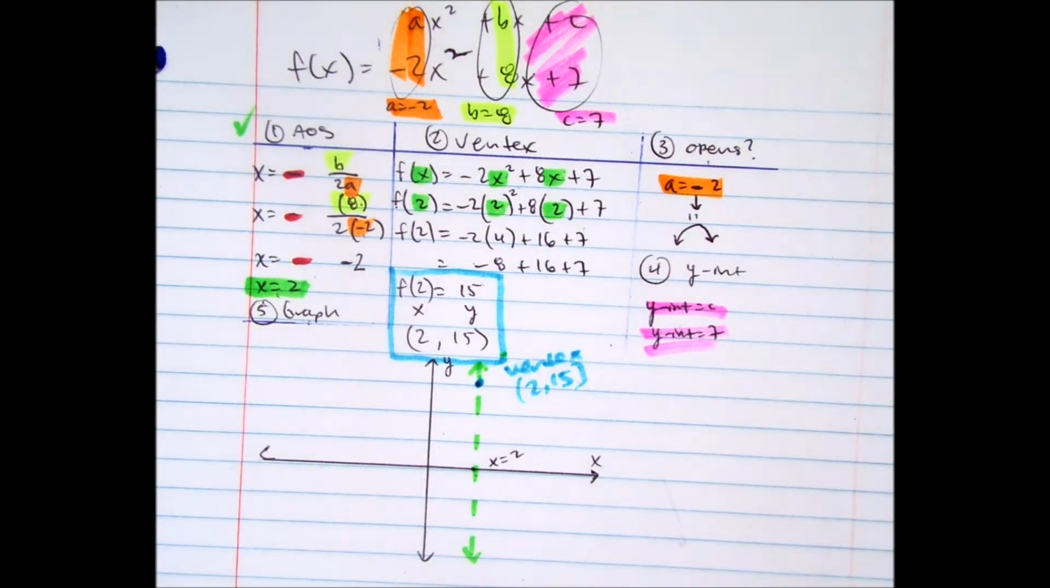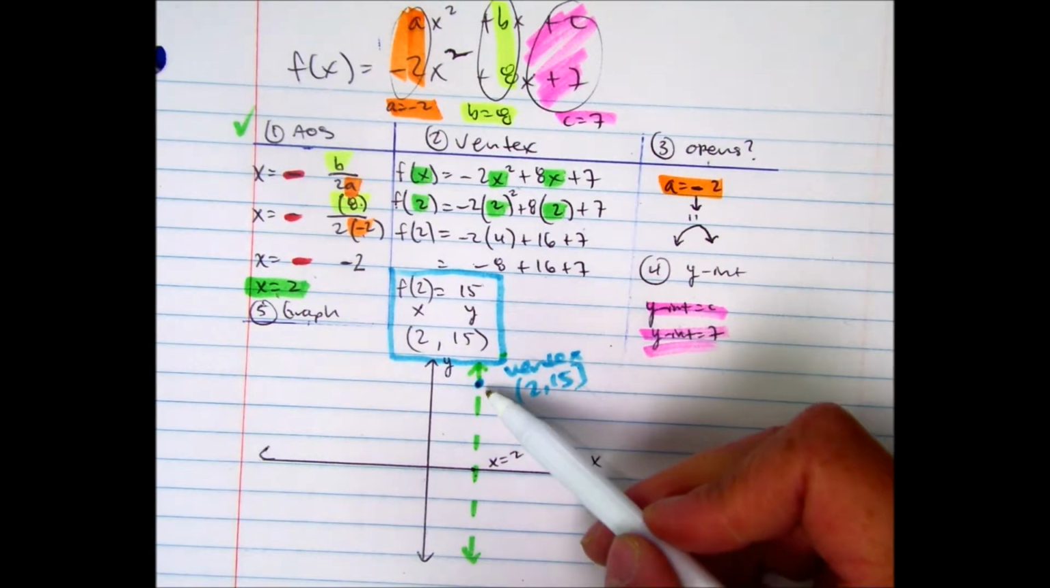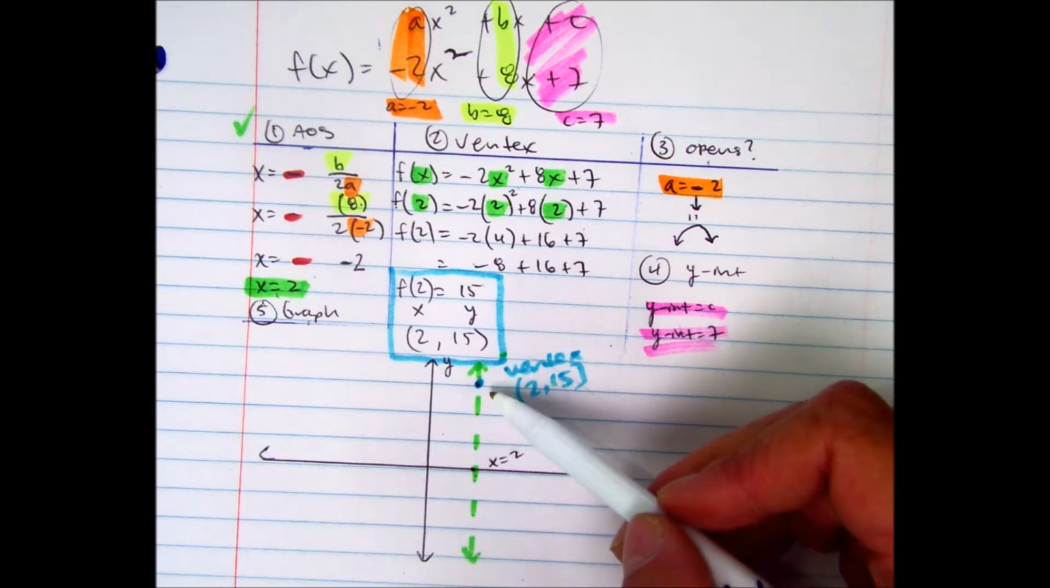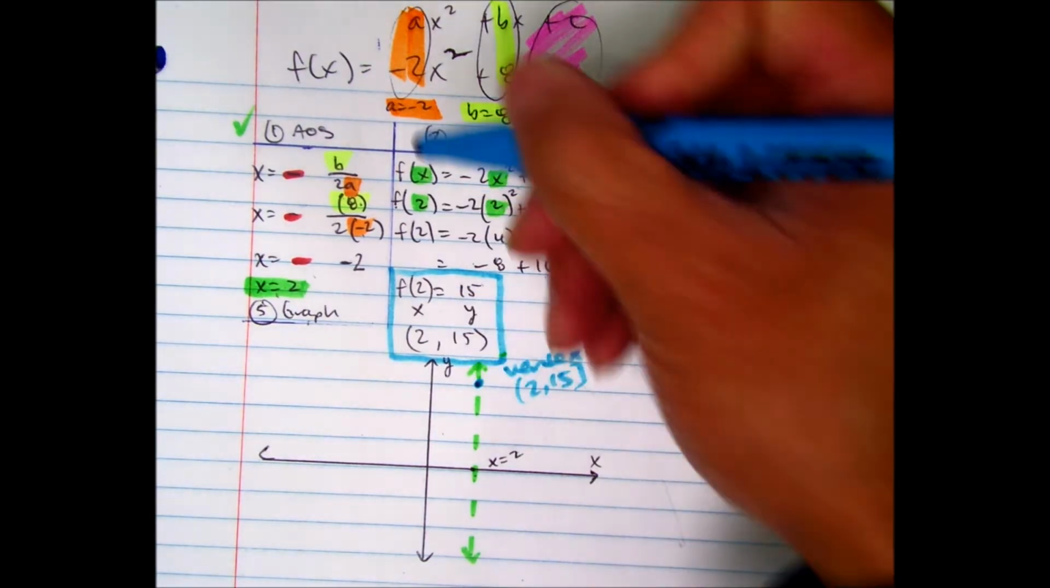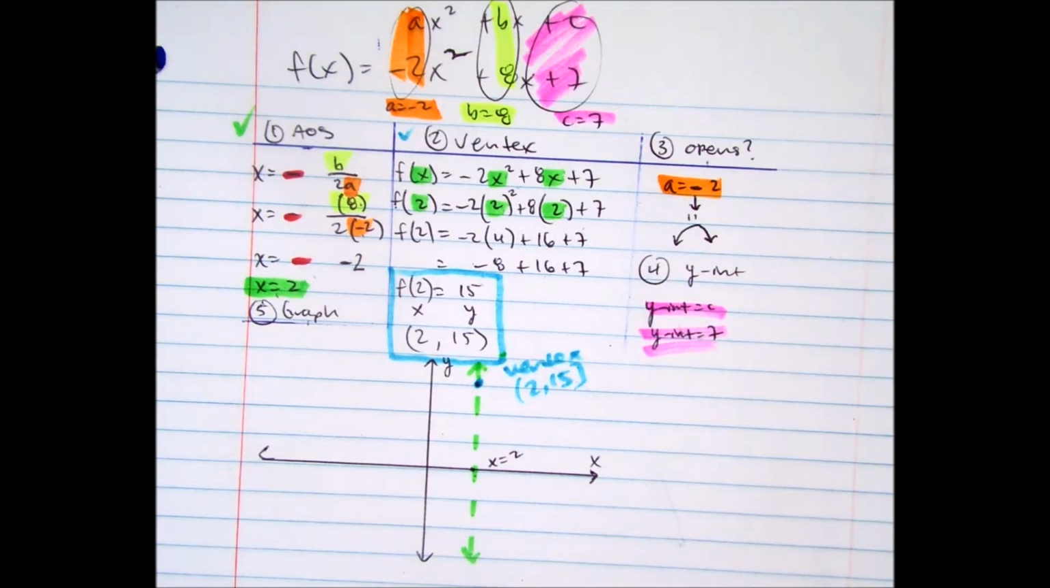Now you'll notice that you're doing that right, is that the vertex is where? It's always on the axis of symmetry, always. Remember that axis of symmetry is just a line that you fold.